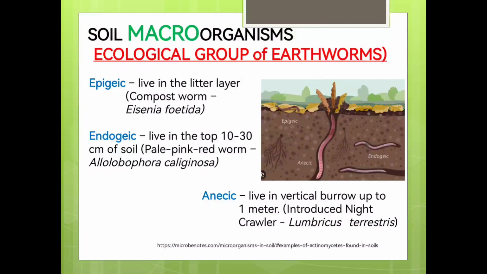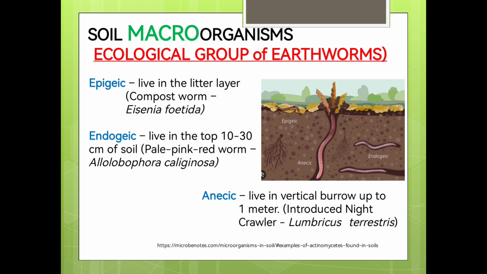There are kinds of ecological groups of earthworms: the epigeic and the endogeic. What are the epigeic and the endogeic? Epigeic earthworms live in the litter layer, the area with dry leaves and dry grass. Meanwhile, the endogeic live in the top 10 to 30 centimeters of soil. They are usually pale pink or red worms.